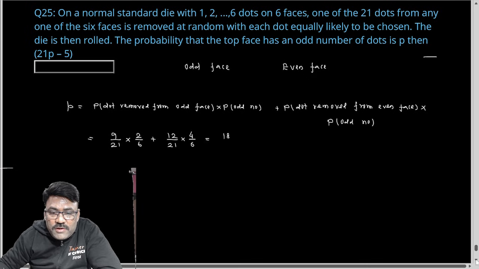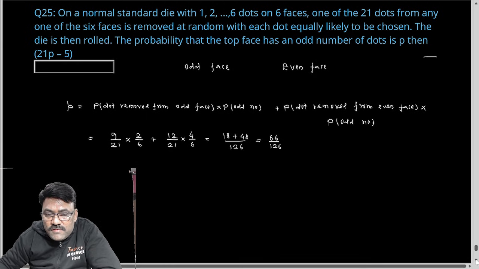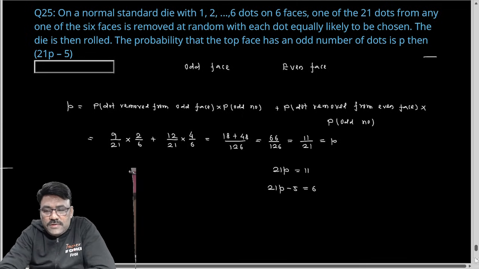So it is 18 plus 48 by 126. 18 plus 48 is 66, so 66 by 126. Can we cancel it? It is divisible by 6, so 11 here and 21 here. This is P. Hence 21P is 11. They are asking 21P minus 5. 11 minus 5 means 6. 6 should be the correct answer here.